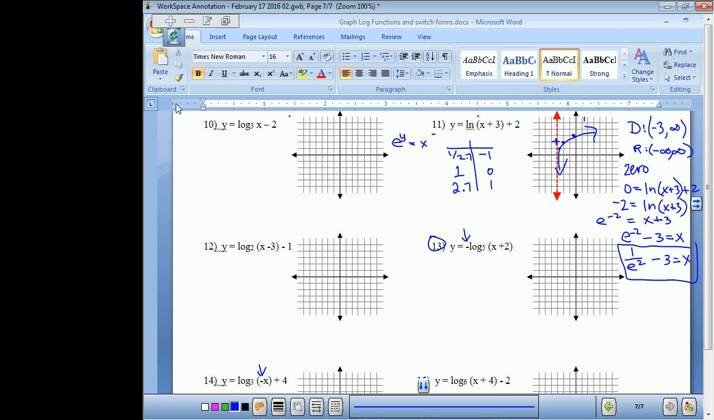All right, number 13. Is the asymptote shifted? Yes. Left 2. Is my starting position moved up or down any? Nope. So I'm starting right here. What's my base? 5. Negative 1, 0, 1. So this would be 1/5, 1, 5, because my base is 5. Here's my exponents, right? 5 to the y equals x.